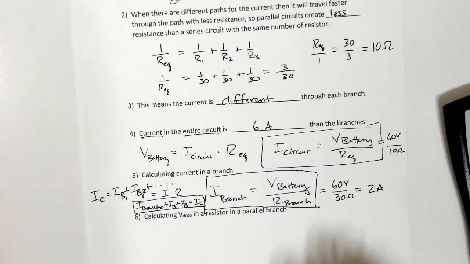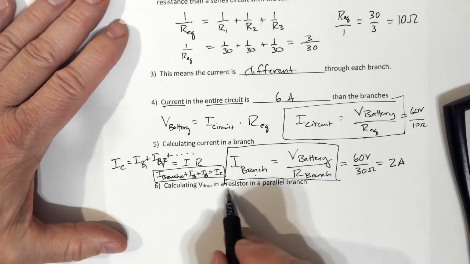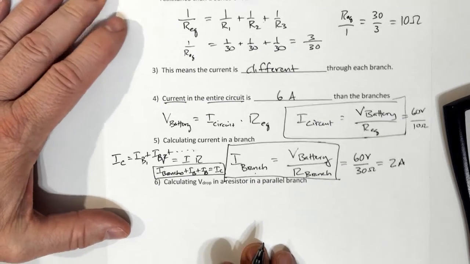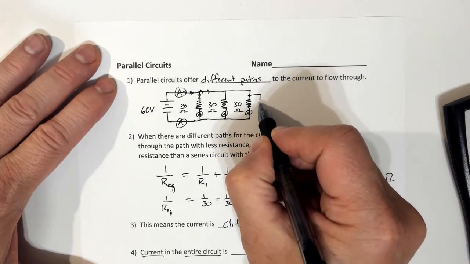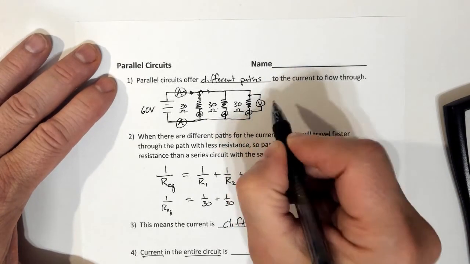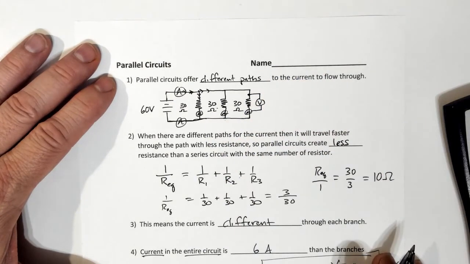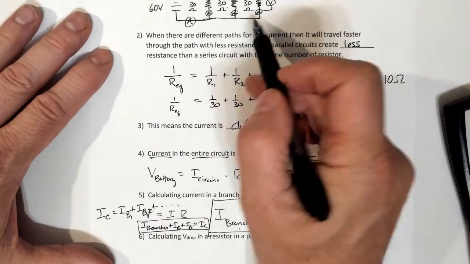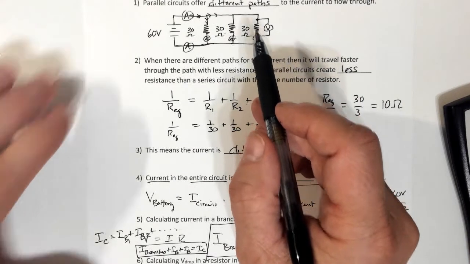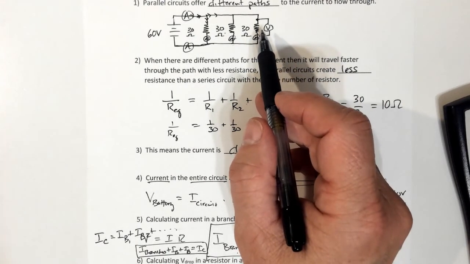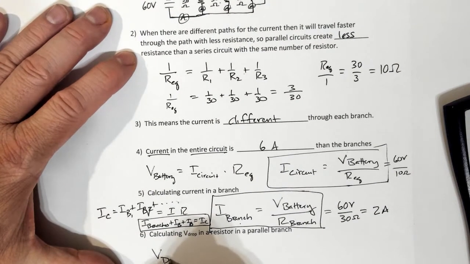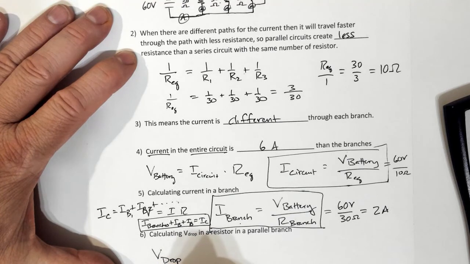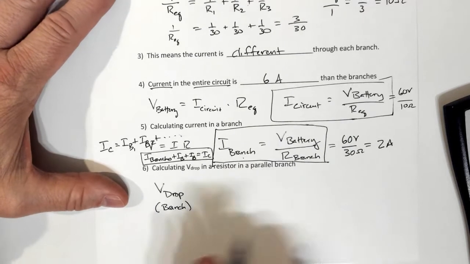Okay? Now the last thing I want to point out is how do we calculate voltage drops? Voltage drops are when we put a voltmeter into a branch and try to figure out, well, how much does this particular branch use up? Well, it's a little different. Before we used the voltage in the battery and everything like that. But this is a little bit different. We're going to find the voltage drop in a particular branch or a particular resistor. Okay? So we're going to do it a little differently.